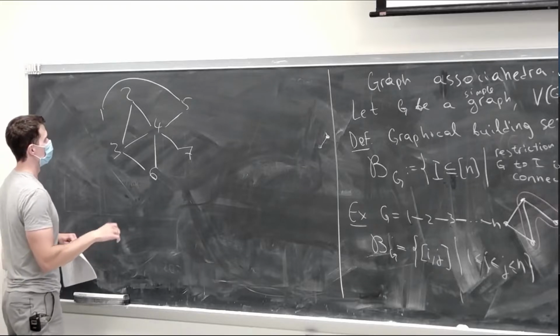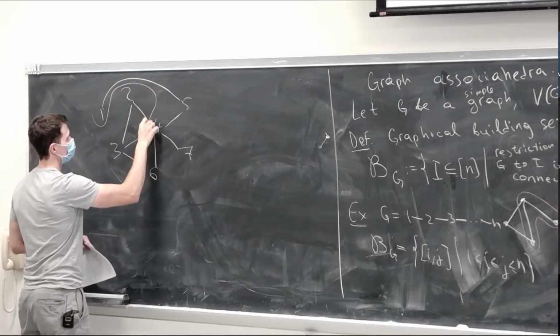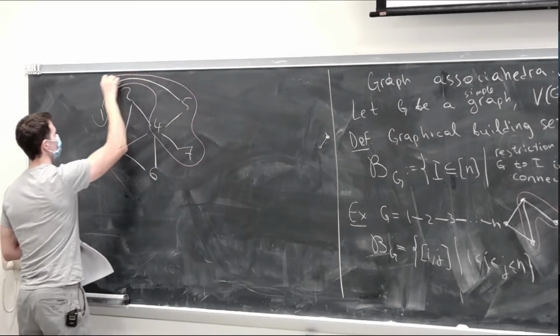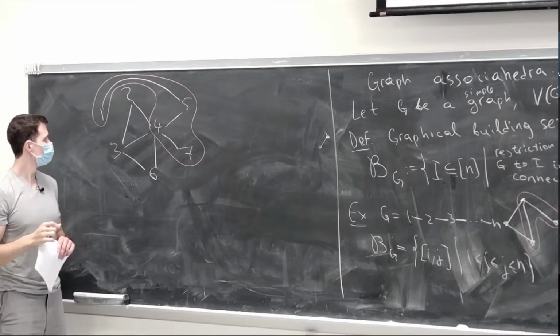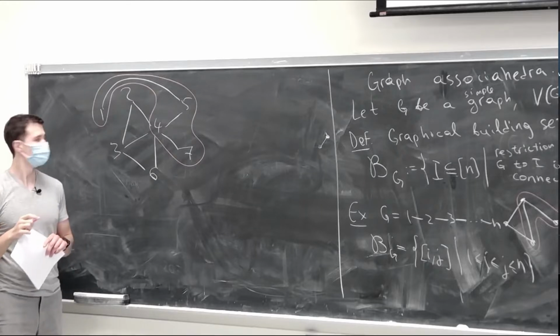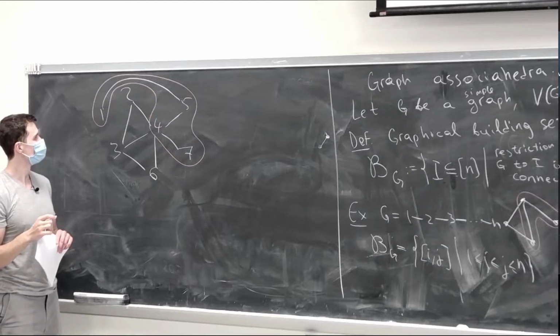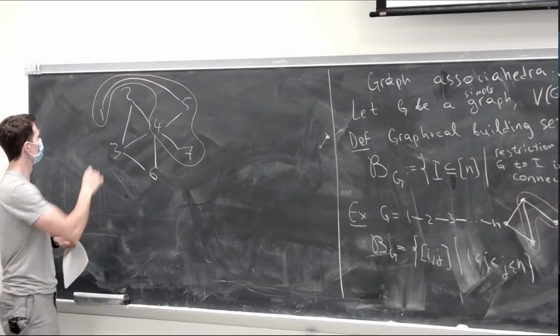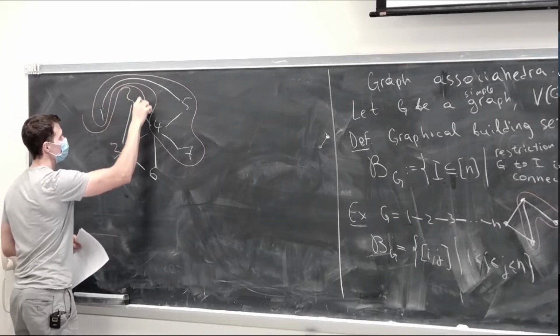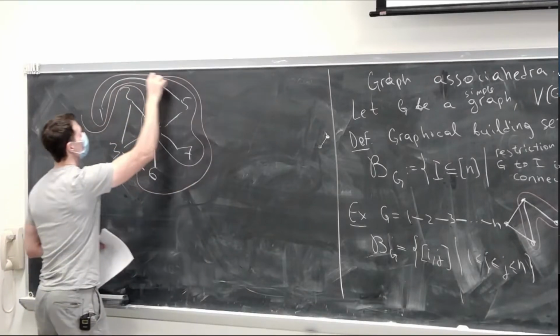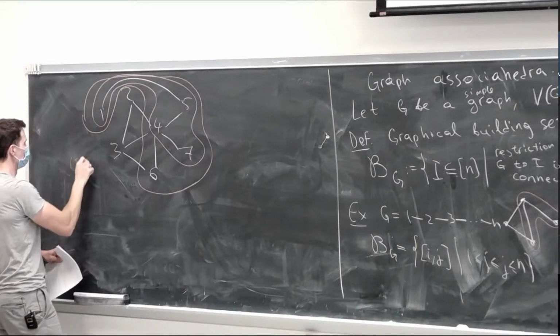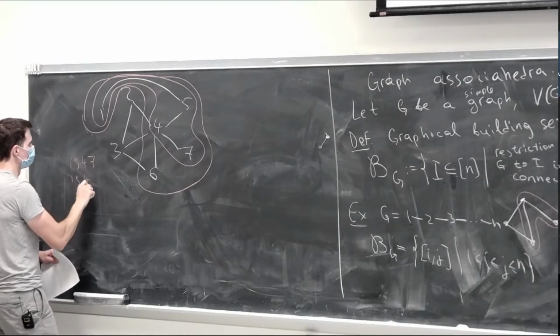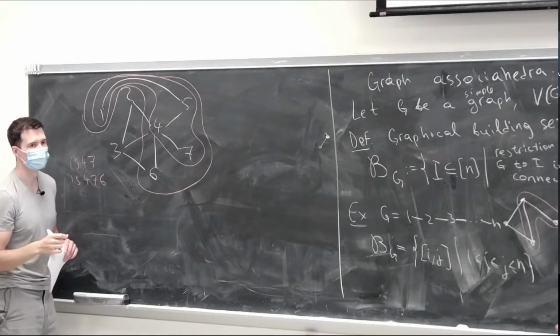1, 5, 4, 7. Okay. Nice. This is connected, so this is good. Anything that's compatible with this? 1, 5, 4, 7. Okay, this is going to be tricky to draw. All right. Okay, 1, 5, 4, 7, and 1, 5, 4, 7, 6.